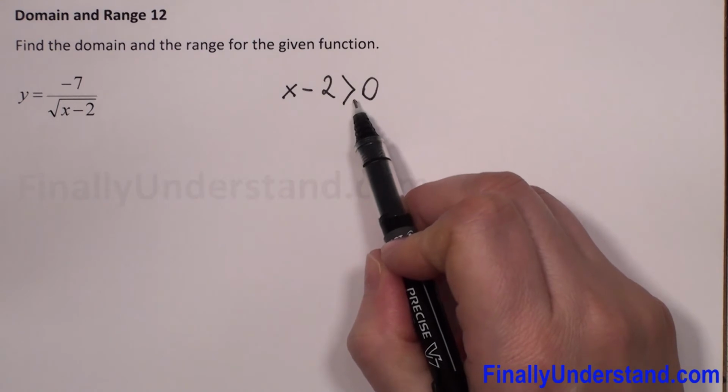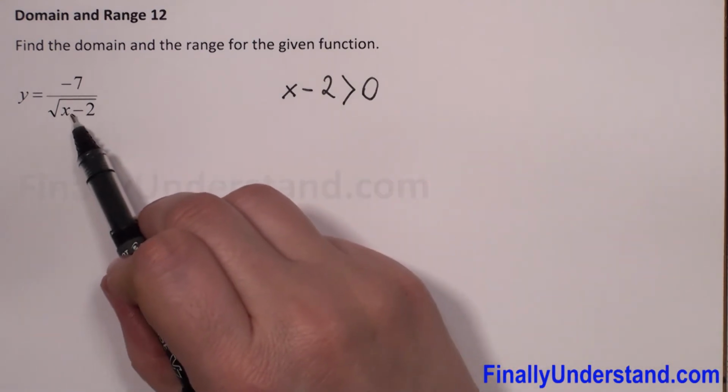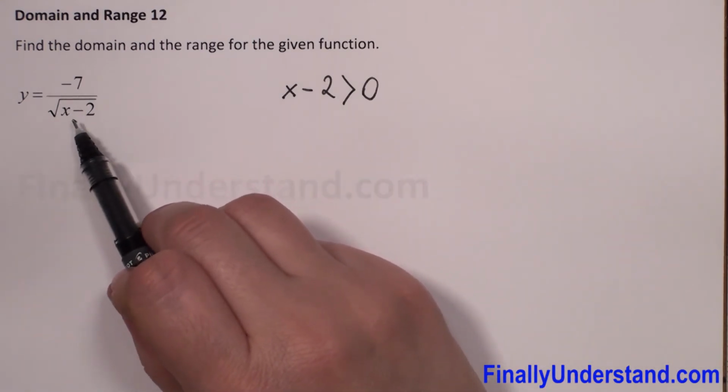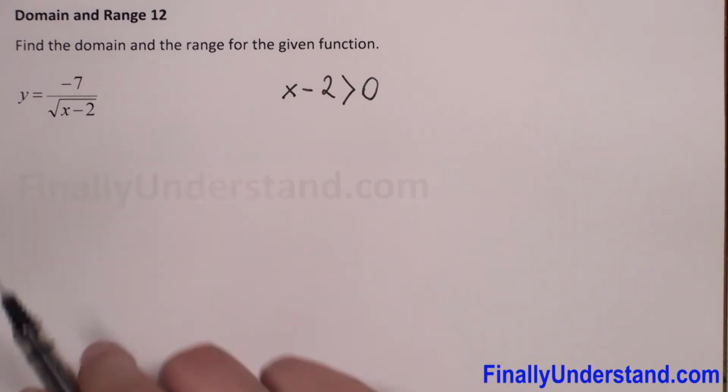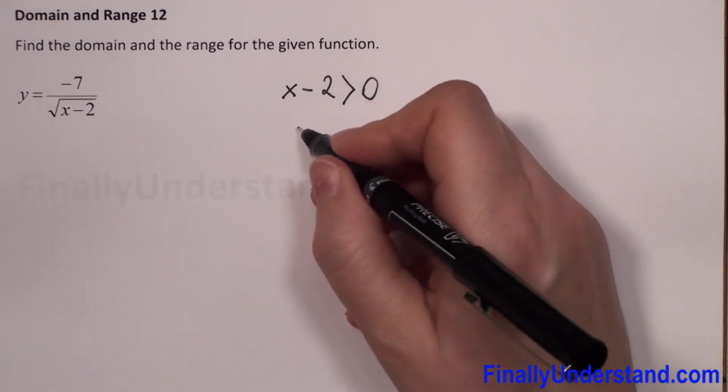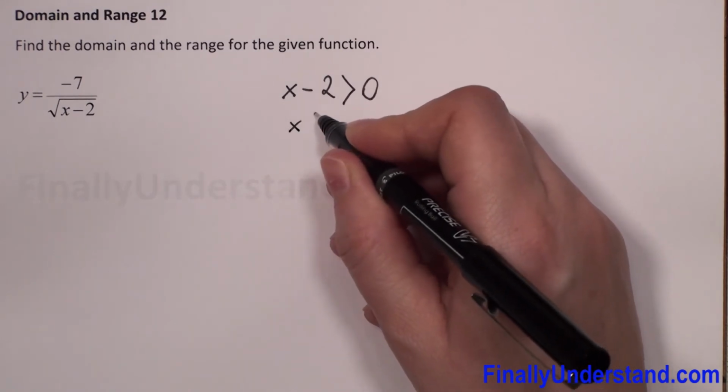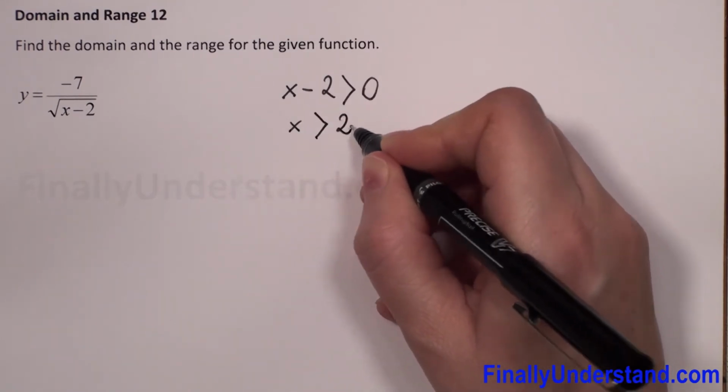Why I don't put here equals 0? Because the square root is in denominator, and denominator cannot be 0. So let's solve this inequality. We have x is greater than 2.